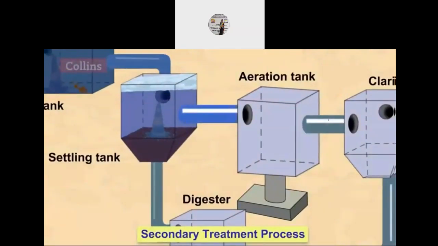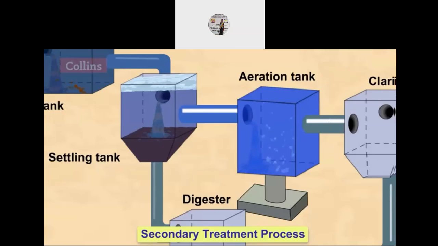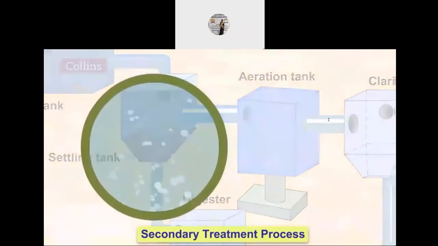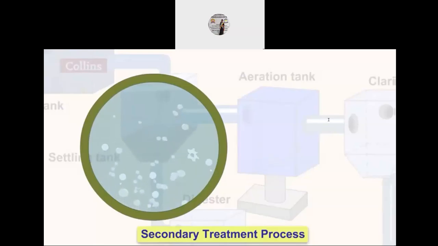In the secondary treatment process, biological or organic wastes are removed. It is a biological process. This is done by transferring the clarified water into an aeration tank, where air blowers bubble air, which helps the aerobic bacteria to grow and feed on the organic contaminants, such as food waste, feces, and other organisms.